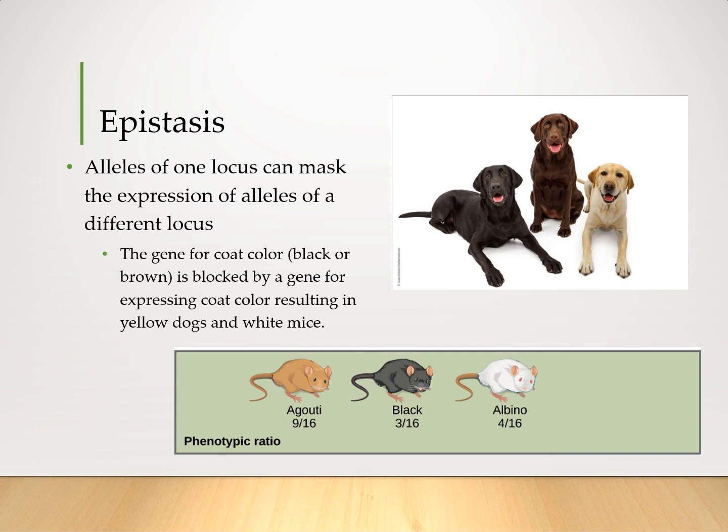In the case of the 3 dogs, there are 2 genes that influence coat color. One gene is for the color of the hair, while the other gene is for the expression of the hair color. When the black or brown gene for hair color is blocked by whether or not the coat color is expressed, the result is yellow coat color. The same idea occurs in the 3 colors expressed in mice.